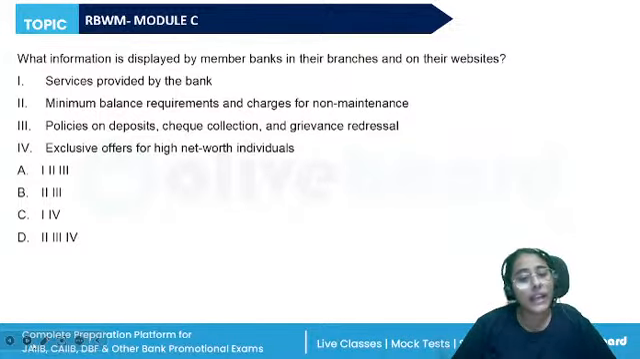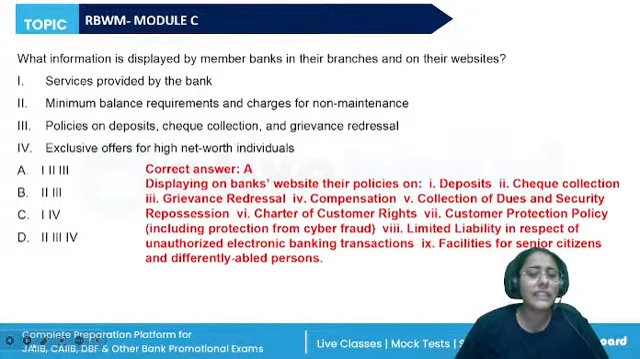Information can be provided through SMS, emails, electronic or print media, or even by displaying it on the website or notice board. On the website, policies on deposit, check collection, grievance redressal, compensation, collection of dues, customer rights, and customer policy should all be there, but exclusive offers for high net worth individuals are not mandatory. Other than that, to increase customer awareness, customers should be provided a copy of the code so that they know their rights. The copy of the code should also be available in the branch and on the website.